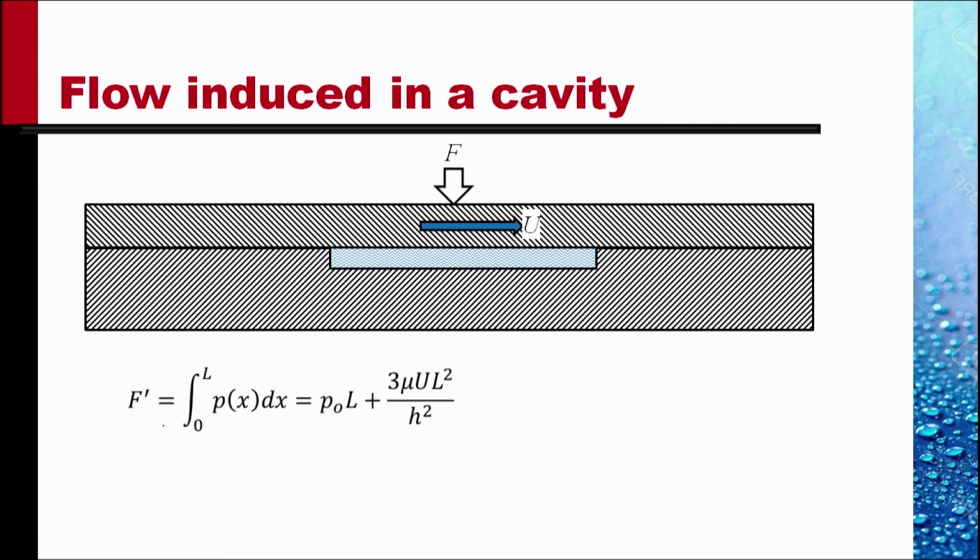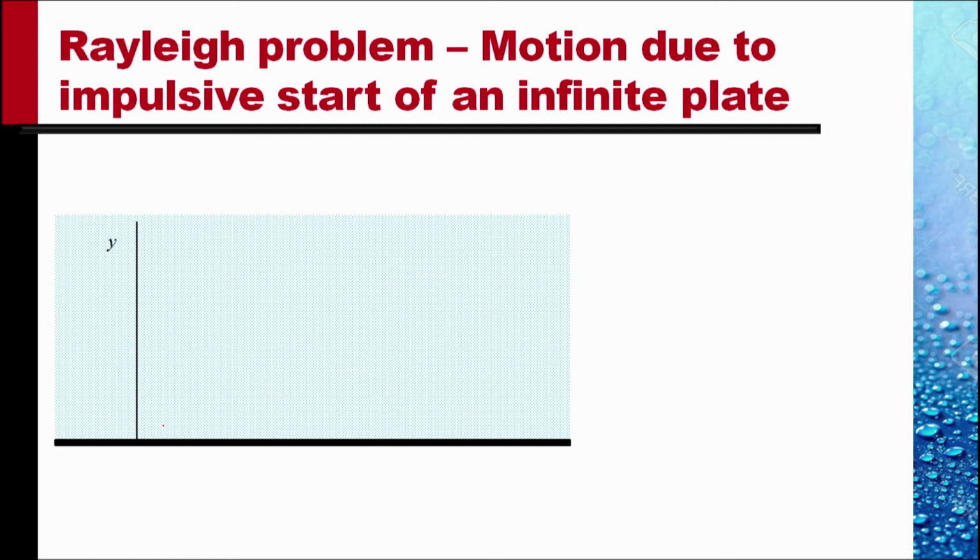and the total force it can support is obtained by integrating the pressure P(x) dx over length from 0 to L. Let's do one more problem. The problem is known as Rayleigh's problem, and this is an unsteady flow problem. It is the motion due to impulsive start of an infinite plate.